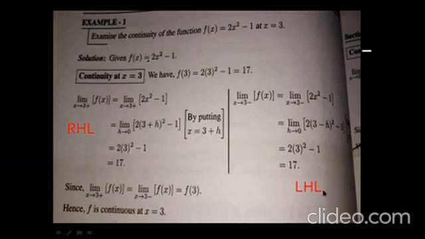So the left hand limit is 17, the right hand limit is 17, and the value of the function at the point 3 is also 17. So in all the cases we get 17. Therefore we can say limit x tends to 3 plus f(x) is equal to limit x tends to 3 minus f(x) is equal to f(3). It means the right hand limit is equal to the left hand limit and this is equal to f(3). So the function is continuous at x = 3.